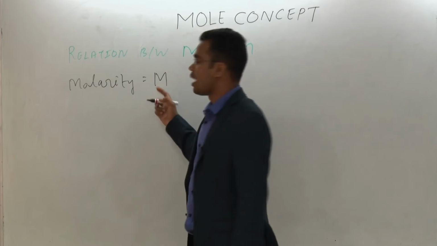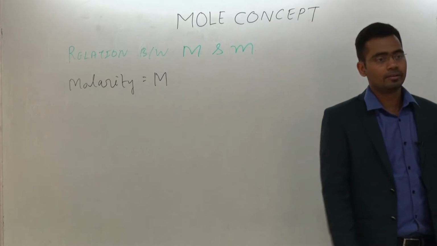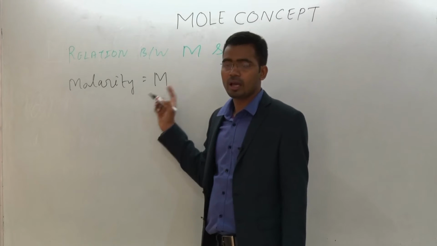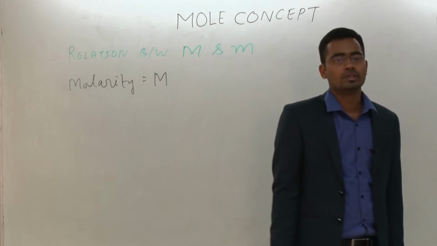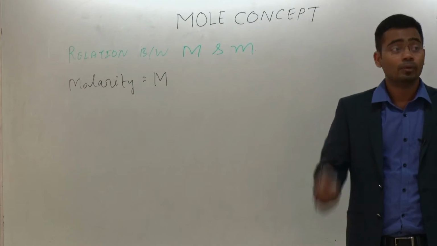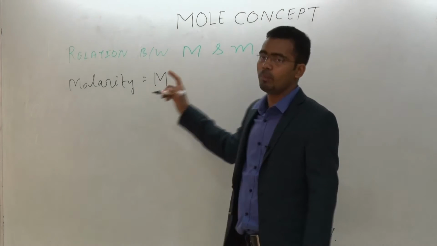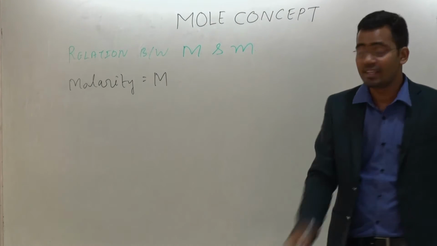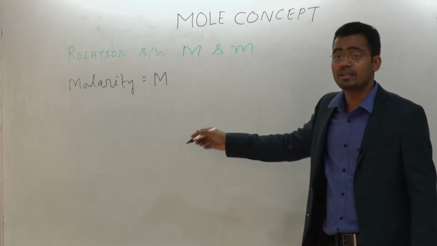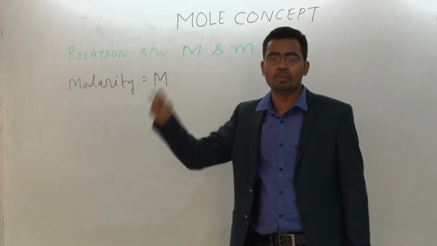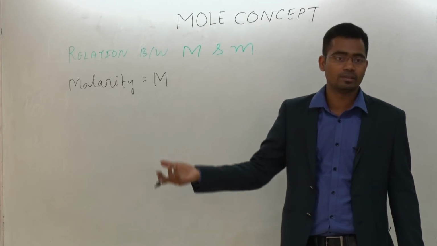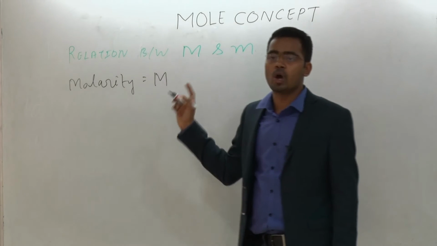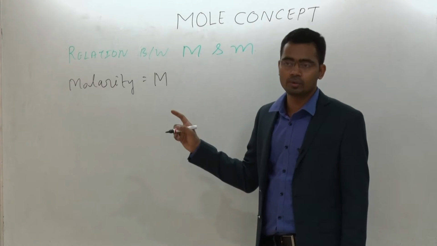Capital M. What does it mean? If M is the molarity, it means that M moles of solute are present in 1 liter of solution. Molarity. If molarity is given as M, what is the unit of molarity? Moles per liter. And if it is given M, we can say that M moles of solute are present in 1 liter, from the definition. Yes or no? Molarity is equal to M. It means that M moles of solute are present in 1 liter of solution.